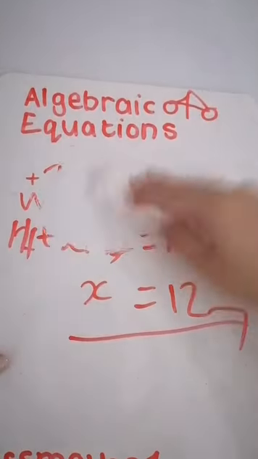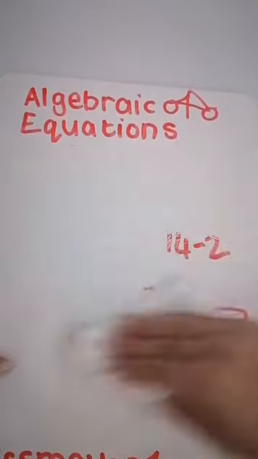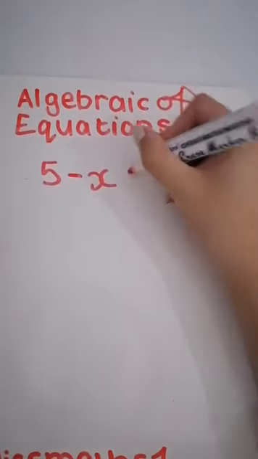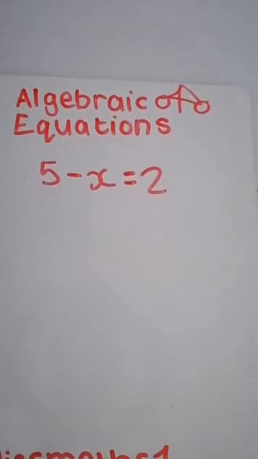Okay, I'm going to move on to the next example. Guys, feel free to type down any queries or anything you want to say. Okay, next example of the second level difficulty. 5 minus x is equal to 2. Okay, guys, what do you think x is? Any guesses?